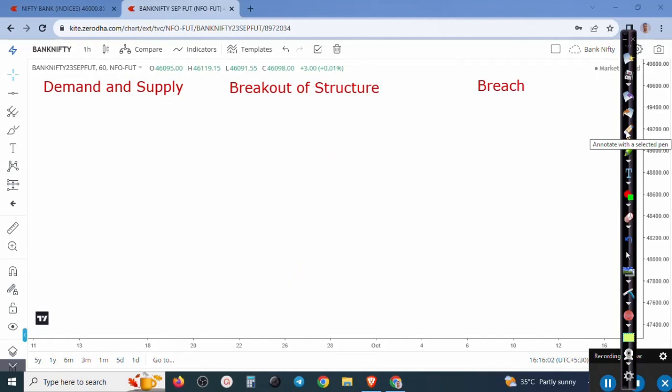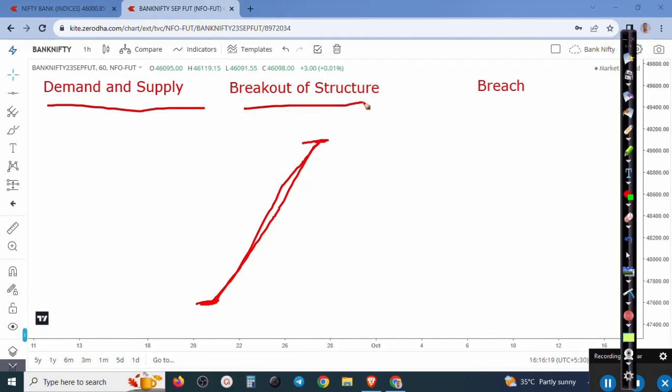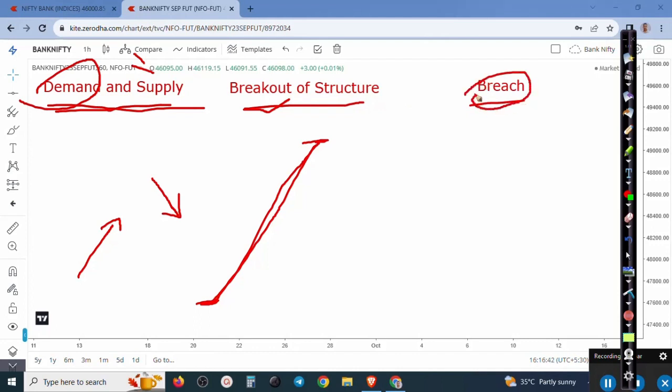All right, guys, there are three ways I personally use to enter this market. Let's say the market starts running from here to this level. In between this journey, I'll enter using three methods. The first is called demand and supply area. When the market is running on the upper side, we identify the demand zone, and when it is running on the downside, we use the supply zone. Another is called breakout of structure, and the third is called breach.